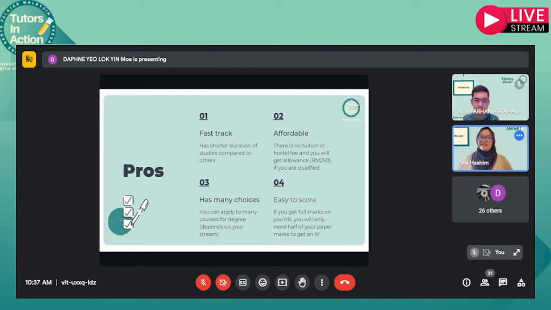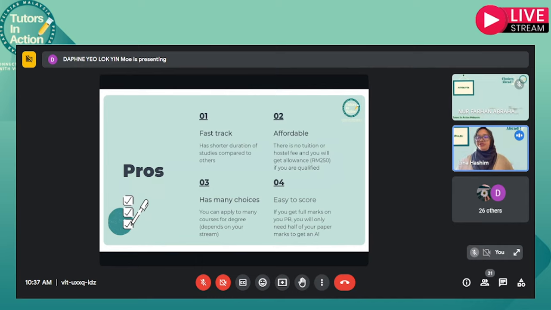But it's also easy at the same time. Sebab kalau you tak work hard on your paper, then you only get what you do for your PB lah. And if you score full marks on your PB, then you only need like half of the marks of the paper. So one paper untuk PSPM is 80 marks, and you only need 40 marks out of 80 marks to get an A. As easy as that to actually score an A in matriculation.